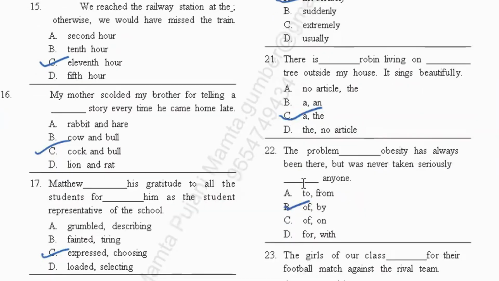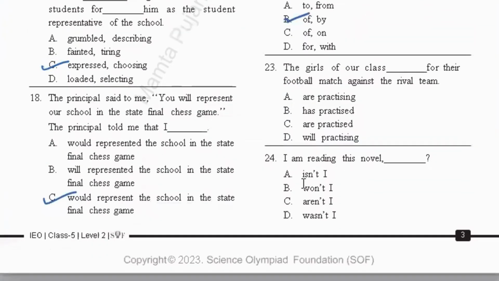Option B. The girls of our class dash for their football match against the rival team. So what must they be doing? The girls of our class are practicing, has practiced, are practiced, will practice. So here we have girls as the plural subject. So it should be are practicing for their football match against the rival team.